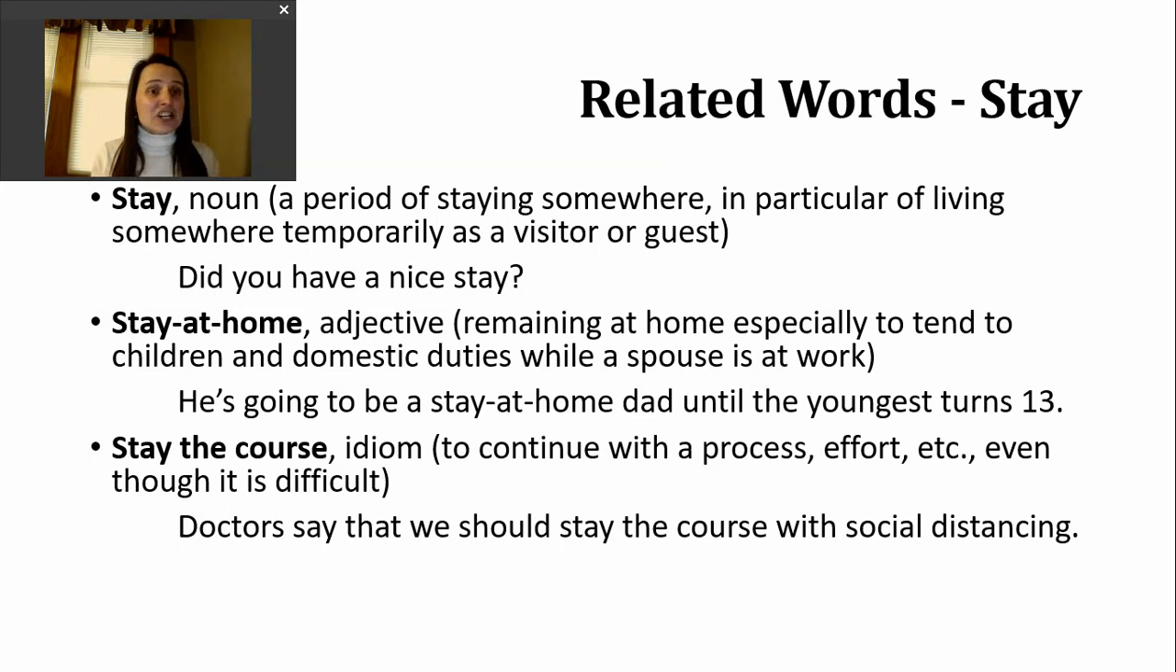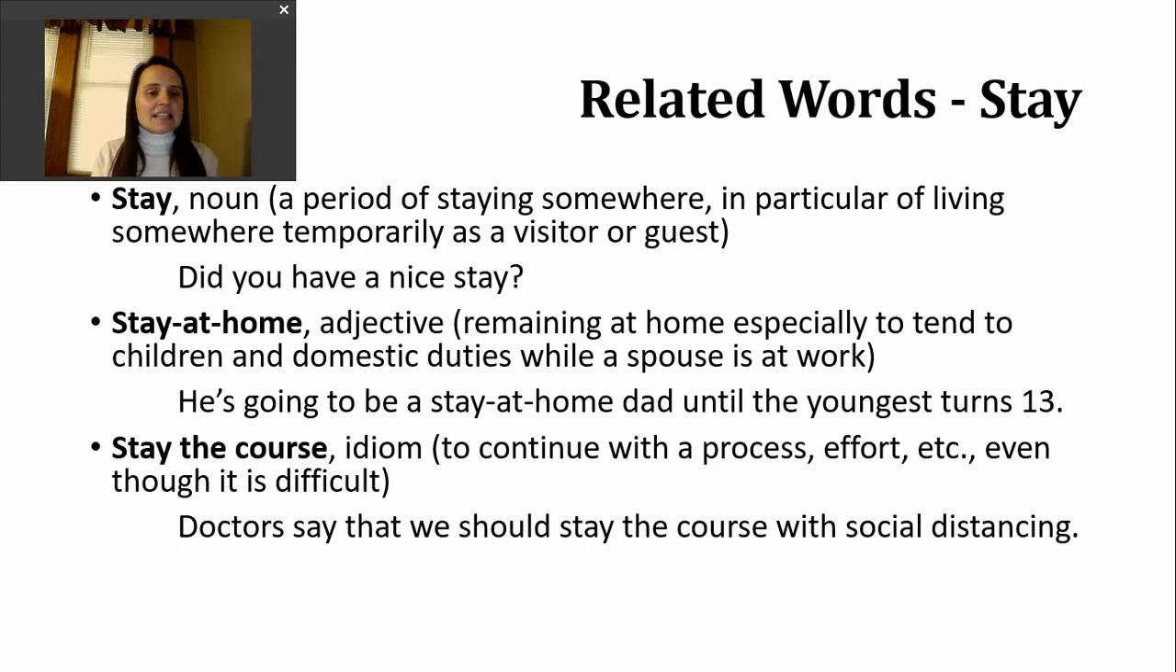Another kind of connected adjective that you might hear people talk about is stay at home. The meaning of this is that you are remaining at home, especially to work with or tend to children and domestic duties while a spouse is at work. So the most common way you might hear this is someone describing themselves as a stay-at-home dad or a stay-at-home mom. And that's my example sentence here. He's going to be a stay-at-home dad until the youngest turns 13.